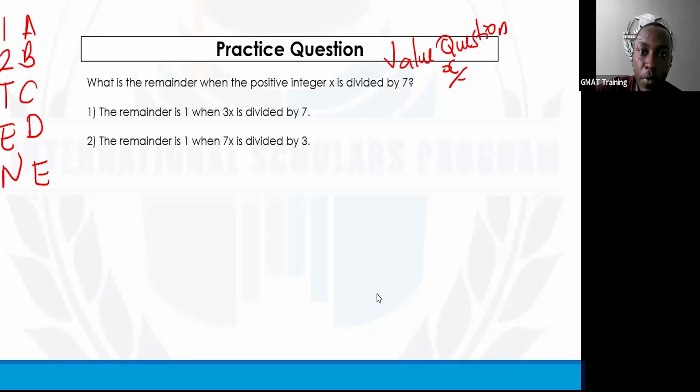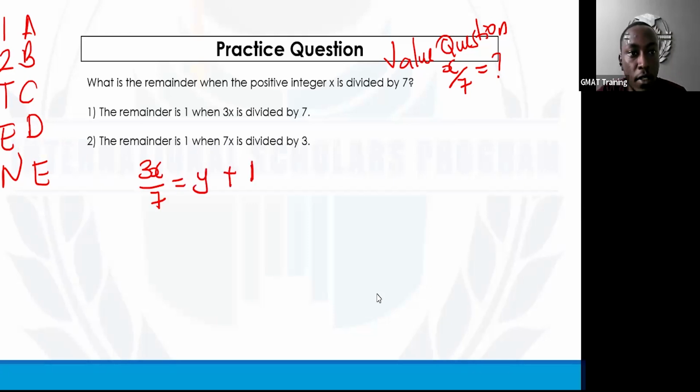Or you have, what's the remainder when x is divided by 7? We need a unique value for us to prove sufficiency. So statement 1 states that when 3x is divided by 7, you have a quotient and then you also have a remainder. That's one form of writing remainders. Or you can also write it as 3x equals 7y plus 1 over 7. So we have 3x equals 7y plus 1.